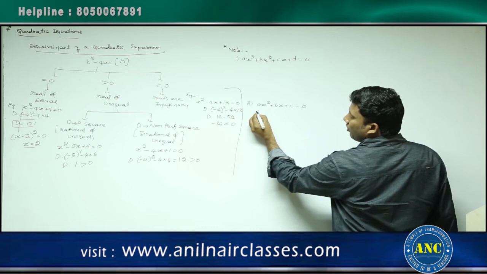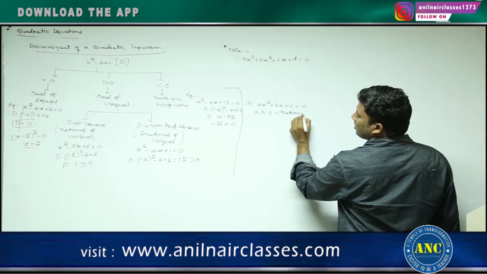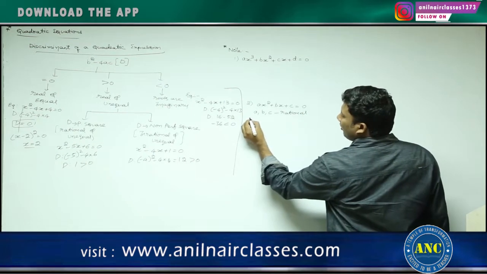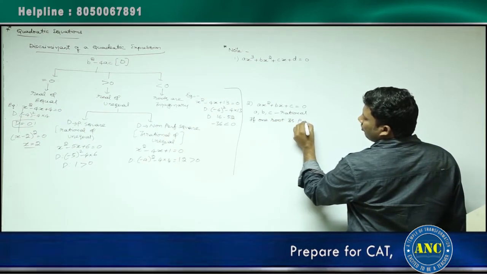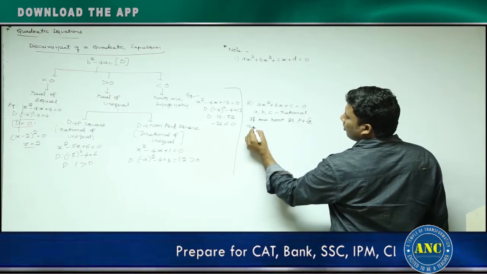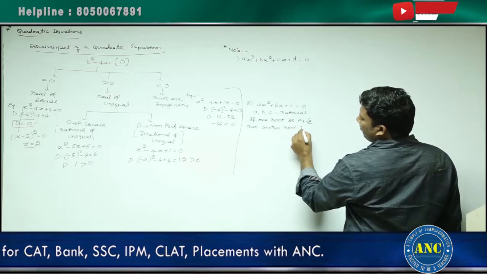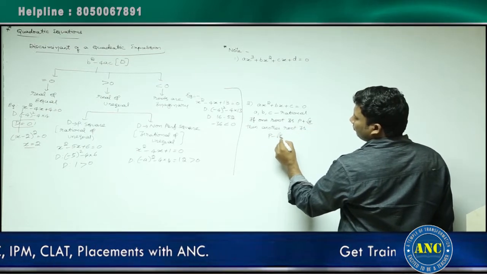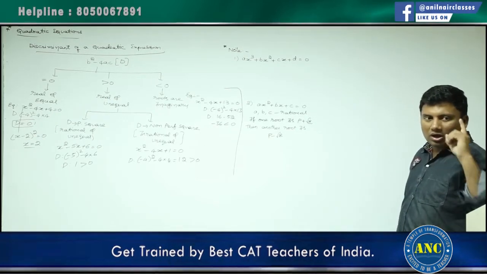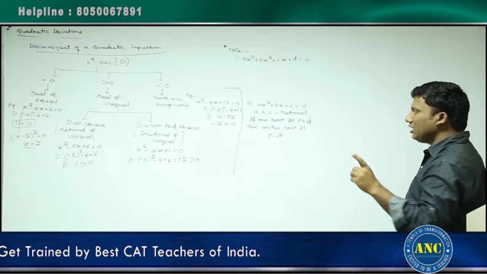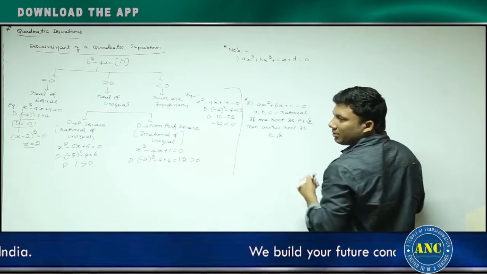Very important second note. Only when the coefficients are rational, if one root is p plus root q, then the other root is p minus root q. It is not always that if one root is 3 plus root 2, another root will be 3 minus root 2. That condition is true only when the coefficients are rational. Please put a star mark on the second point.